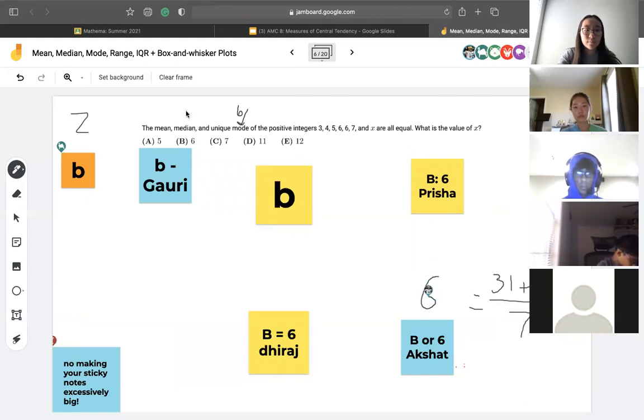and then the mean of all the numbers is going to be 3 plus 4 plus 5, which is 12, plus 6, that's 18. 18 plus 6 is 24. 24 plus 7 is 31. Then (31 plus x) all divided by 7 is going to be equal to, oh yeah, okay, wait, so you guys are actually not right. It's not B.